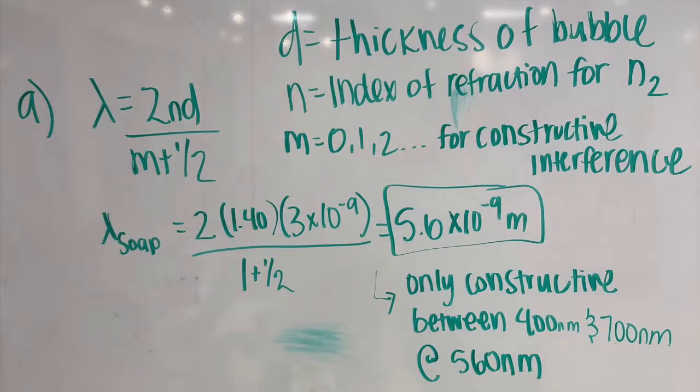In this equation, when we are solving for the wavelength of the soap, we use the thickness of the bubble for D, the index of refraction for N, and for M, we use the constructive interference factor. The equation we will be using is lambda equals 2 times N times D over M plus 1/2. We use this equation to find the wavelength of the soap, or the wavelength that passes through the soap.